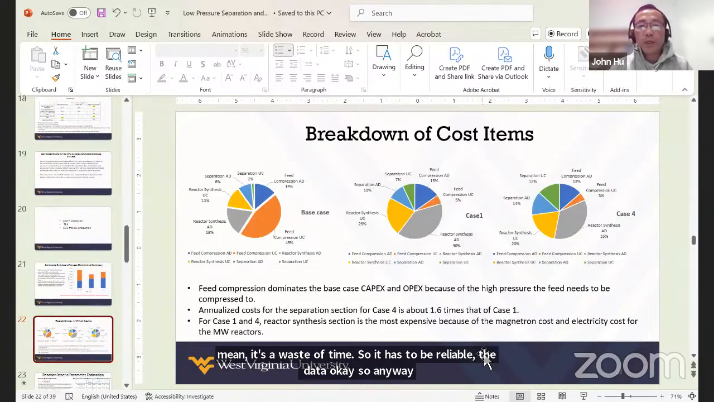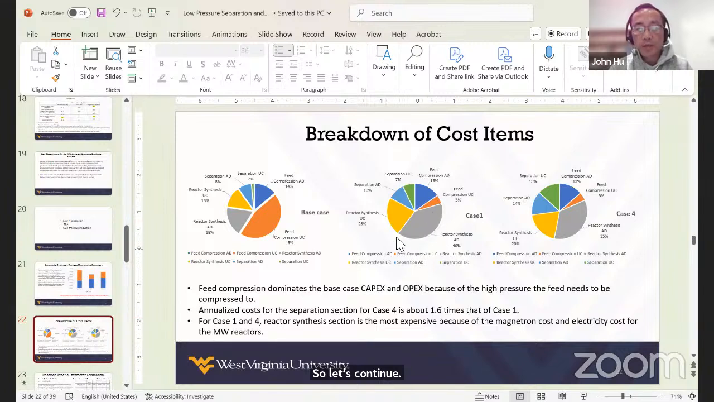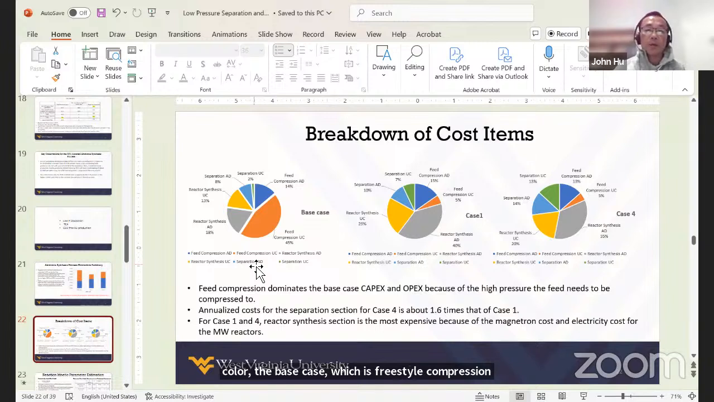We also have a cost breakdown, and case 1 and case 4 were the base cases. This orange color, the base case, is feedstock compression. Feedstock compression in Haber-Bosch is a big deal because it's a high pressure operation, and you use a cryogenic condenser, and then you have to recompress because when ammonia is separated, the partial pressure drops, so you have to bring the pressure up in order to recycle. But at low pressure, you don't have that problem.